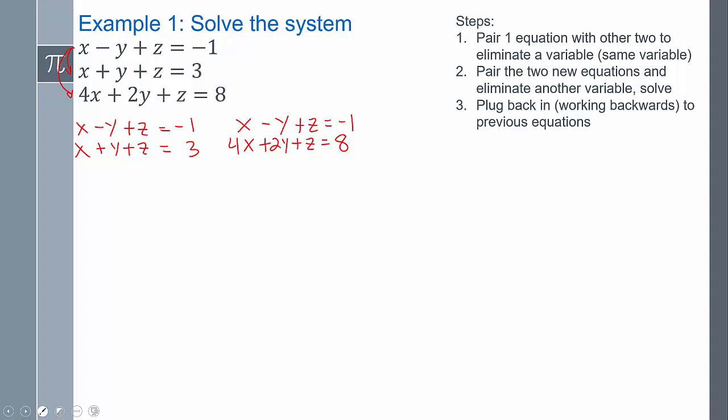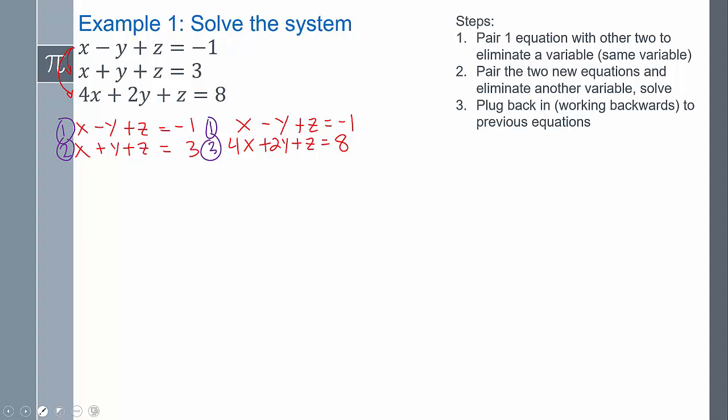So I'm going to rewrite them. So here's equation 1, here's equation 2, here's equation 1, and here's equation 3. And maybe I'll put numbers by it to help too. So I paired equation 1 with equation 2, and I paired equation 1 with equation 3. Now that's just easier for me to be able to go through and recognize how I paired it.